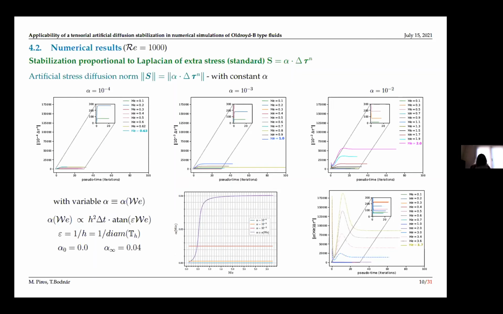The greater the Weissenberg number, the greater the need to stabilize the algorithm, and the simulations here were obtained by the continuation method with respect to the Weissenberg number. So we were motivated to also define a parameter alpha depending on Weissenberg, and this parameter was proportional to the square of the diameter of the mesh multiplied by the time step, and by the arc tangent that depends on Weissenberg. The reason we chose something like that was because we want a parameter with two asymptotic values, between 0 and 0.04. So the behavior of this parameter is here.